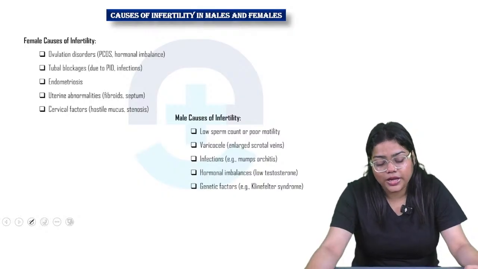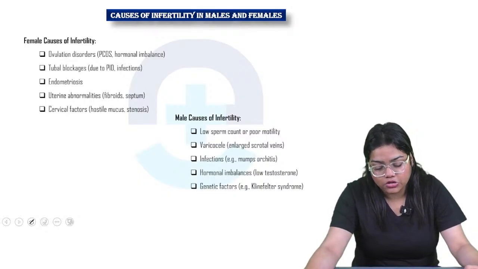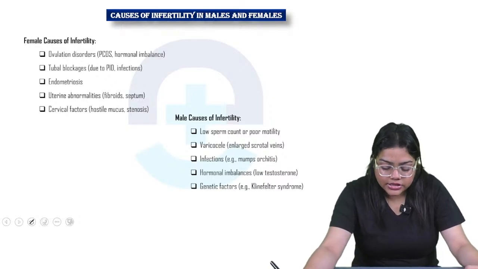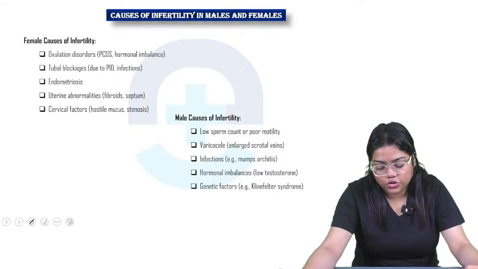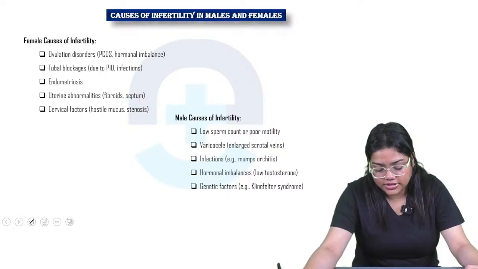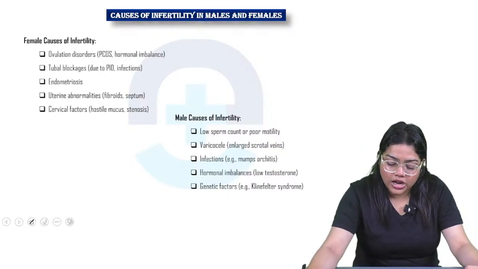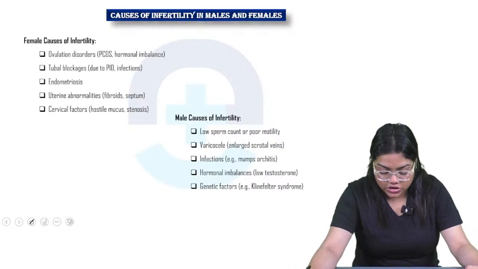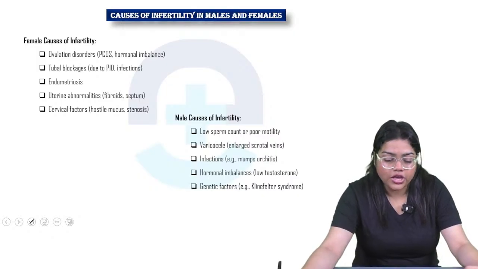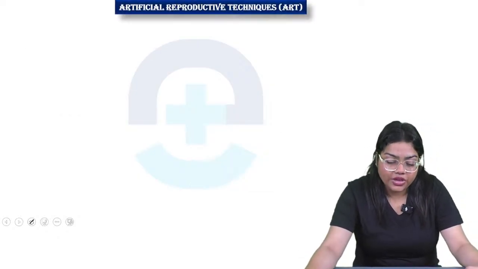Now male causes. The main causes include low sperm count or poor motility, which is poor movement of the sperms. Then varicocele, which is enlarged scrotal veins. Then infections such as mumps and orchitis. Then hormonal imbalance like low testosterone, and genetic factors such as Klinefelter syndrome. So these are the main causes of infertility in males and females.